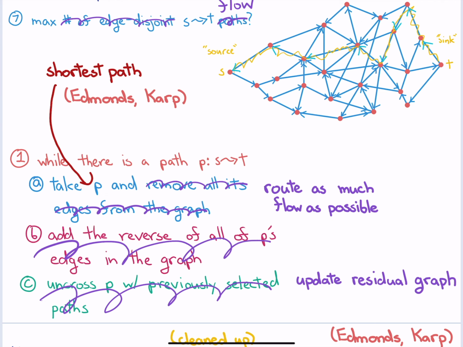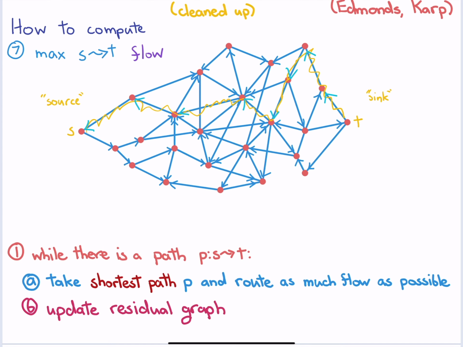So this simple modification is by Edmonds and Karp. Karp is the same Karp from those NP-complete reductions. All right, so that's the only difference. Let me give you the cleaned up algorithm. In each iteration I'm going to take the shortest path from S to T and update the residual graph. Another heuristic that maybe you would have come up with if you were just tinkering on your computer.